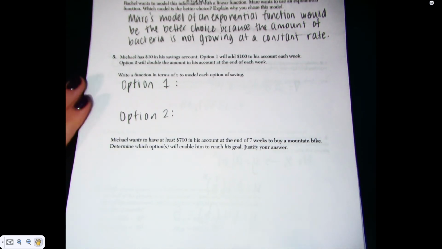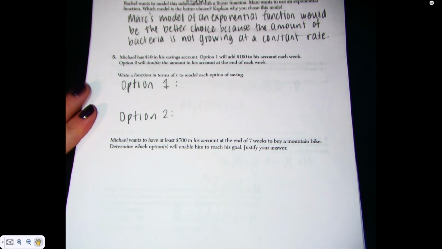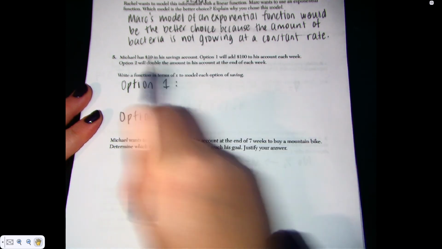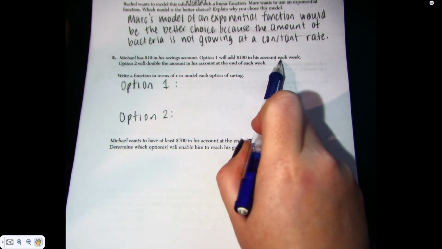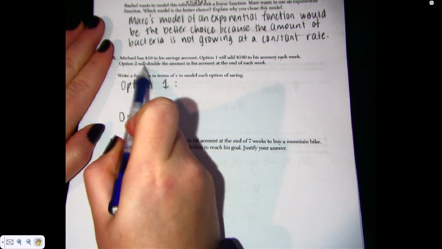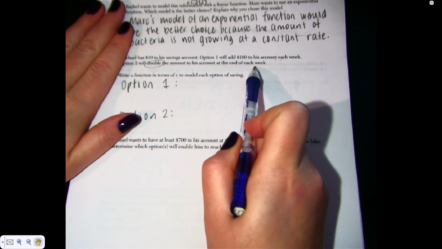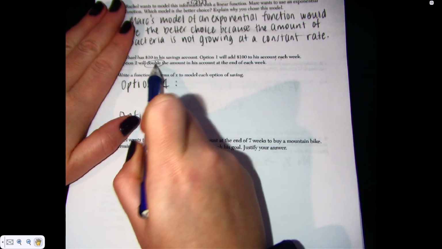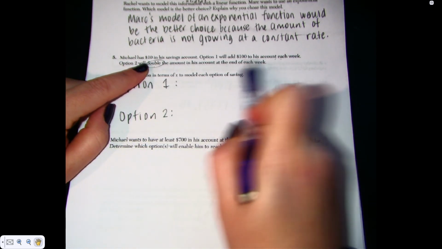And what we want to do right now is write a function in terms of X to model each option of saving, okay? So I'm going to write option 1, and I'm going to write option 2. Okay. So Michael has $10 in his savings account. So that means that no matter what, he always starts with $10. Okay. So option 1 will add to his account each week. Option 2 will double the amount in his account at the end of the week. All right. So what happens here?